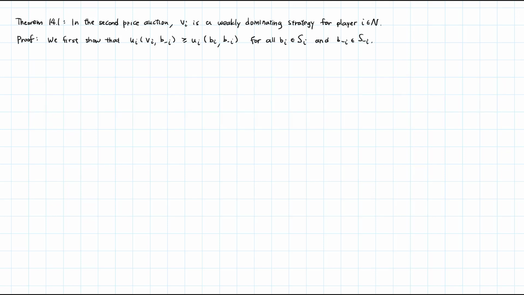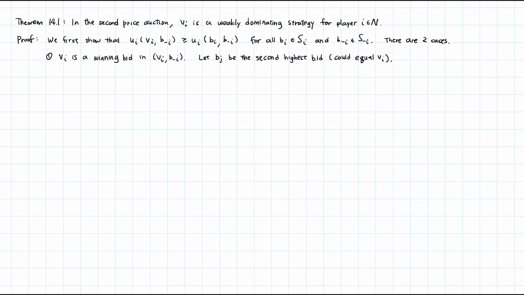We now show that playing VI gives us the highest possible utility. We will break into two cases. In the first case, suppose that VI is a winning bid in a strategy profile (VI, B-I). We let BJ be the second highest bid in this profile. This could equal VI. Since VI is a winning bid, the utility for player I is VI minus BJ, which is at least 0.